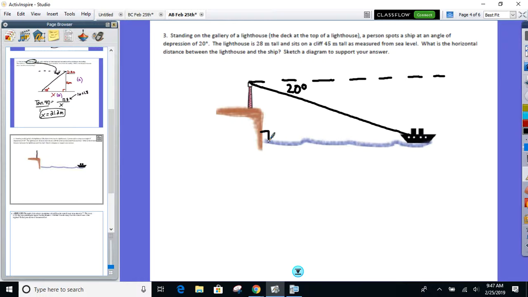Why not? Tangent of 20 times x equals 73, and then what do you got to divide both sides by? Well, you got to write it out here, Paul, to help you out. Tangent of 20 times x equals 73 on the other side. So how do you get that x by itself? What do you got to do with the tangent of 20? Yep, and then put that in a fraction template.